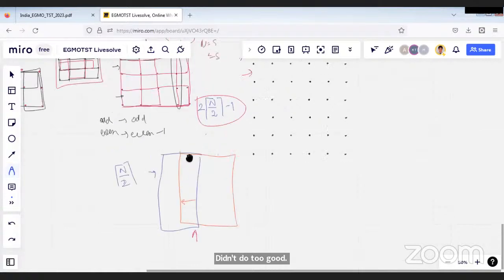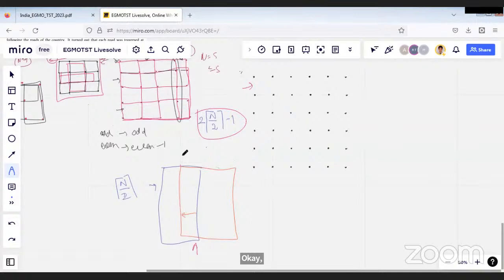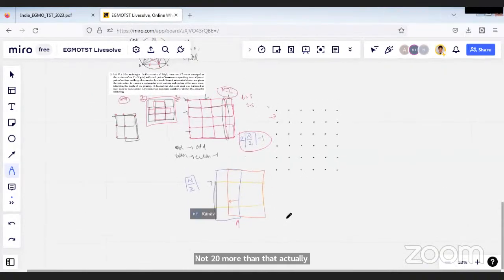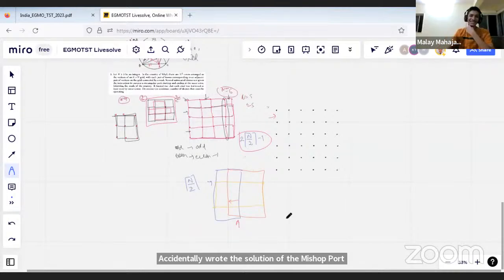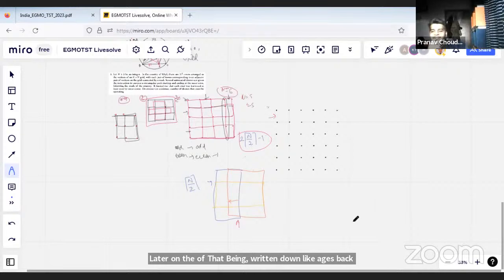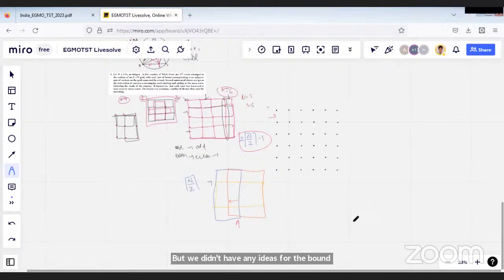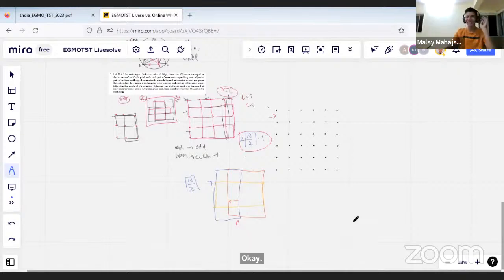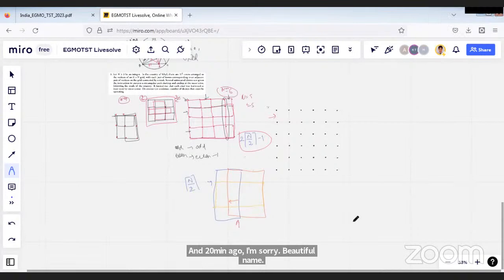Okay, I think 20 minutes ago you had the solution already, but then you erased. Not 20, more than that actually. I don't think they meant to do it, right? But you accidentally wrote the solution on the Miro board. Wow. That is so funny. I can show you a screenshot later of that being written down ages back. We didn't have any ideas for the bound, right? I think you were drawing the board and halfway through you had the solution. Kanav, you were doing the bound 20 minutes ago, right?